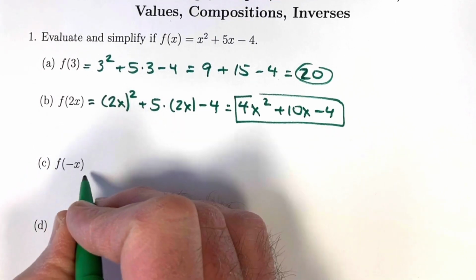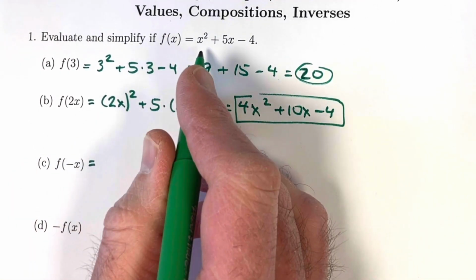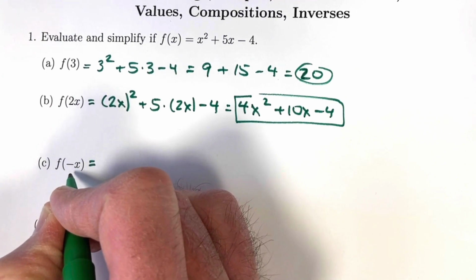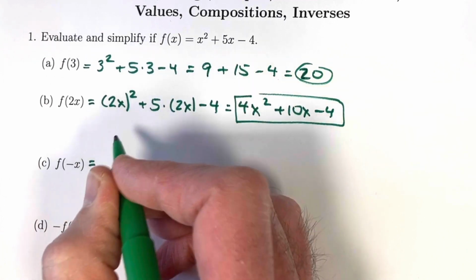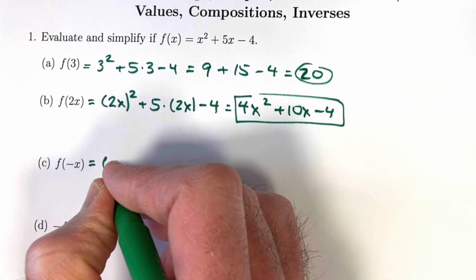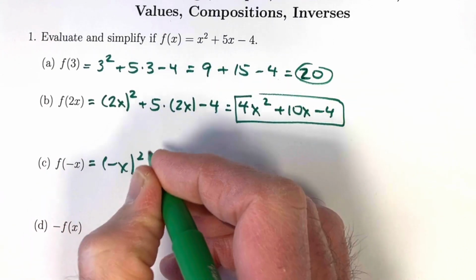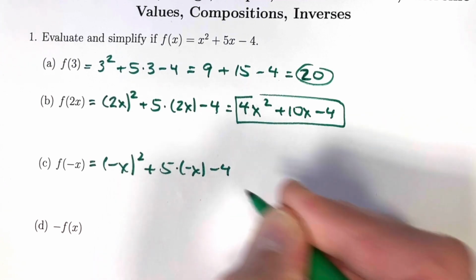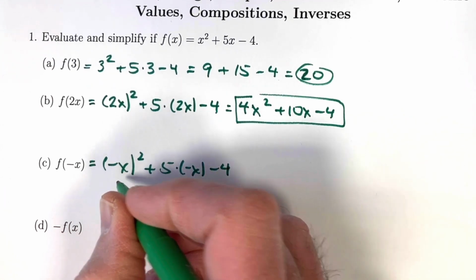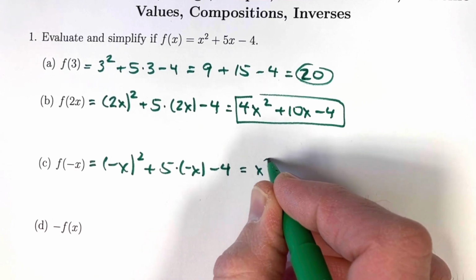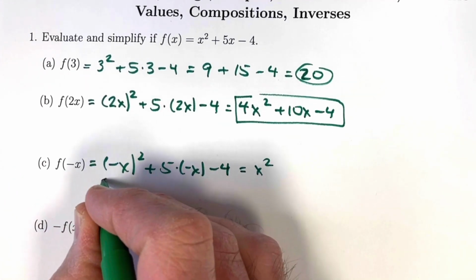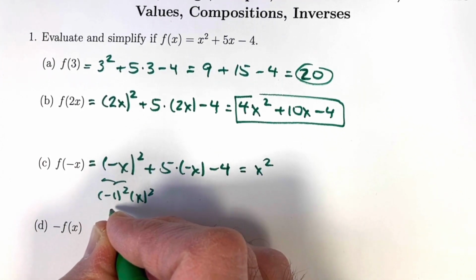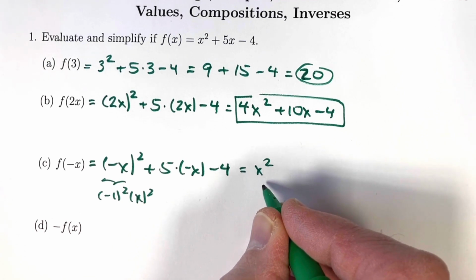In part C, it gets even a little trickier. We are replacing the x up here, wherever we see it, with the entire expression negative x, or the opposite of x if you prefer. Be careful. So I need to take that x here and replace it with the negative x before squaring it, and then go to the 5x and replace the x with negative x, and then subtract 4. But of course, when you square negative x, you get the same as squaring x itself. You get x squared. This is the same as negative 1 squared times x squared.